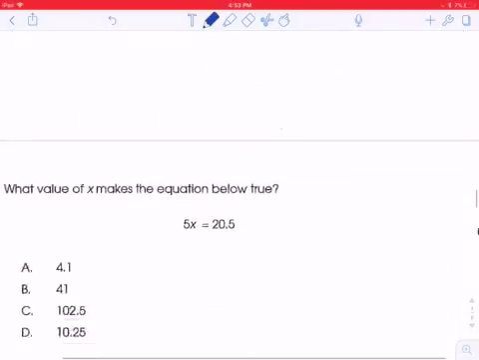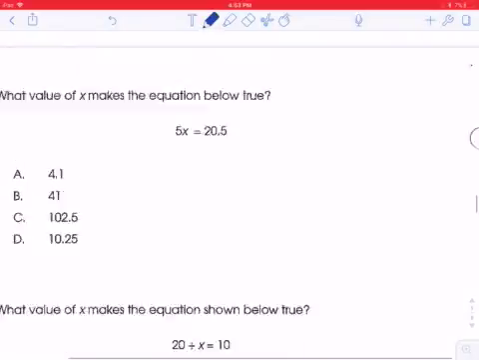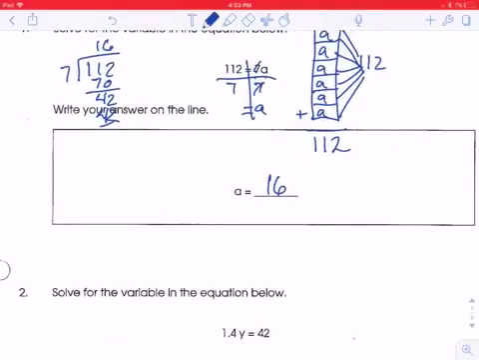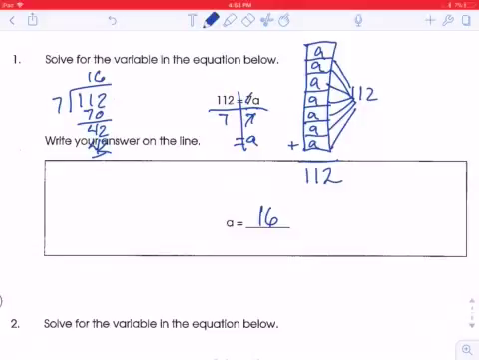And I think the remaining problems are very similar, right? We're going to use multiplication and division to solve these equations. Okay, I hope that helps. Remember to ask questions.